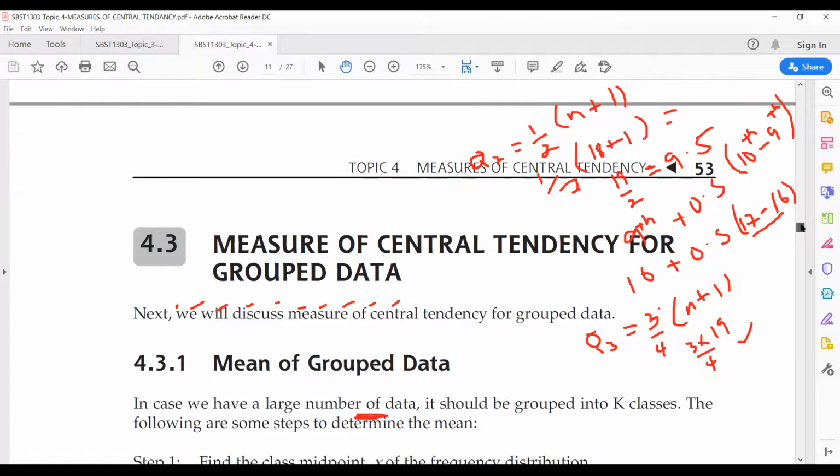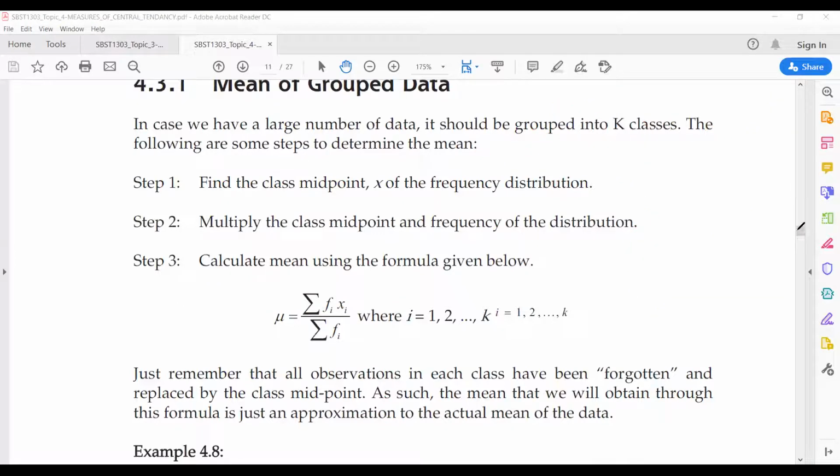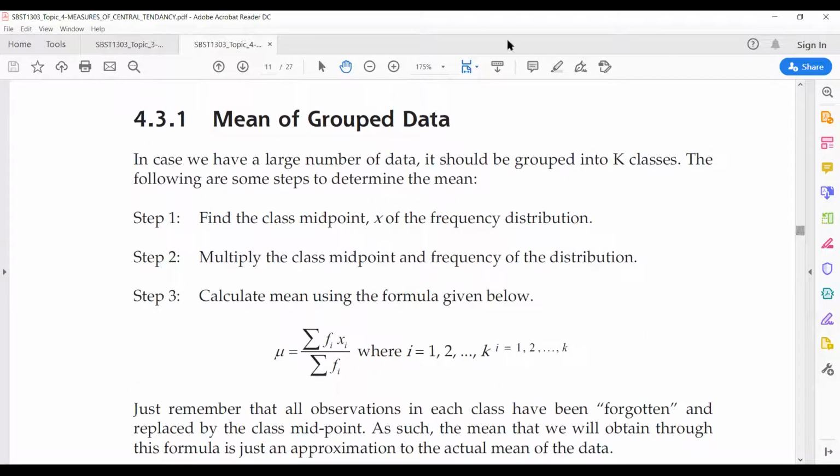Okay, I think we are okay. So we're now moving on to grouped data. I'm not sure we can cover everything. We'll continue when we come back next time. So for grouped data, there are some formulas we need to make use of. The first one is the formula for the mean. The formula for the mean in grouped data is summation fx over summation f.